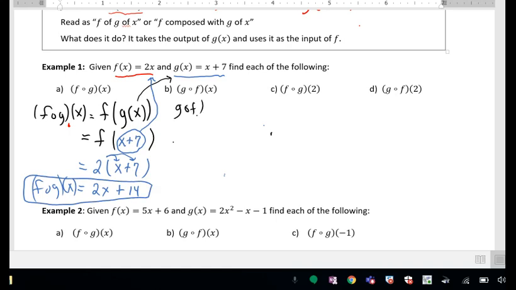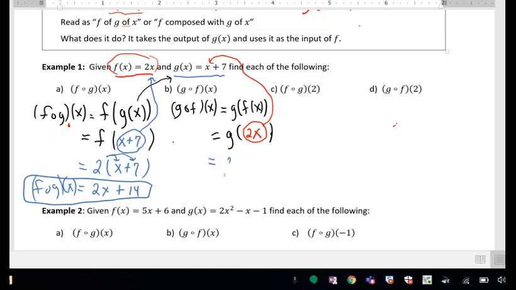g composed of f of x, we can rewrite as g of f of x. So first, we want to evaluate f of x. In this case, f of x, they tell me, is 2x. Then whatever's in the parentheses, we're going to evaluate for the function g. So we're going to substitute it in for the x in the function g. So here we would get x, but we're going to replace that with 2x plus 7. And then this would be our answer.